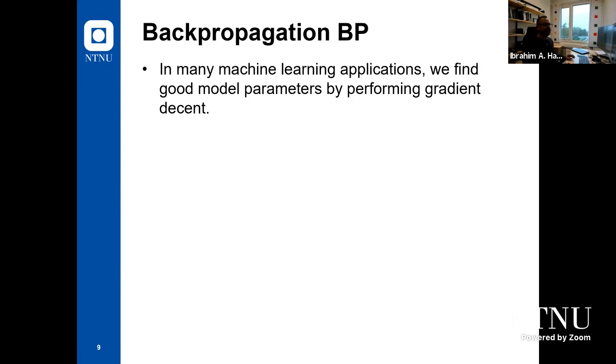I described gradient descent before, and we took some simple examples, but I tried to revisit it one more time before talking about error backpropagation. So any questions, please?